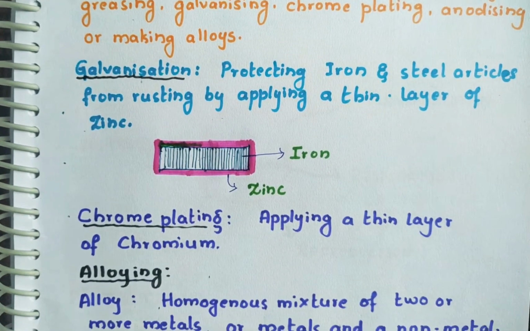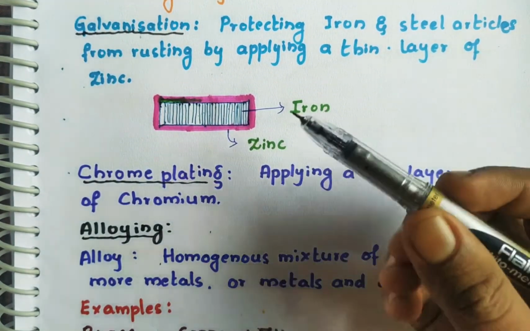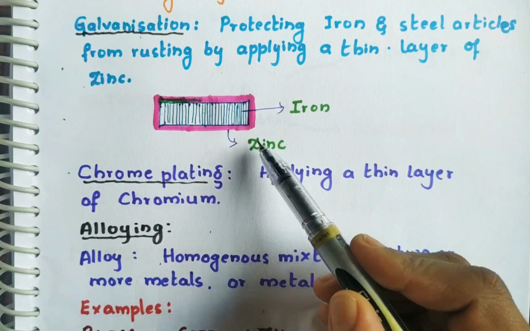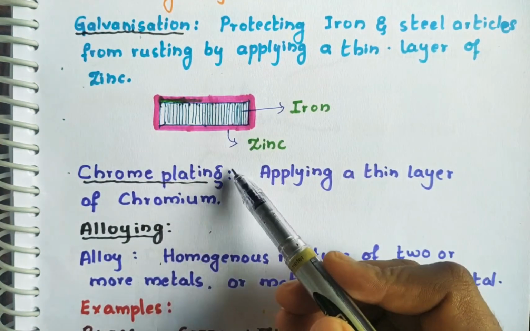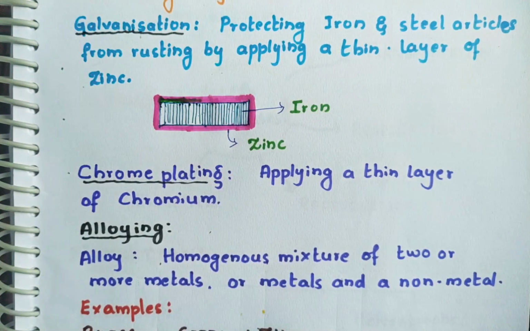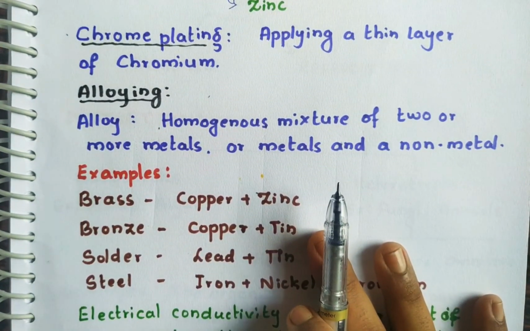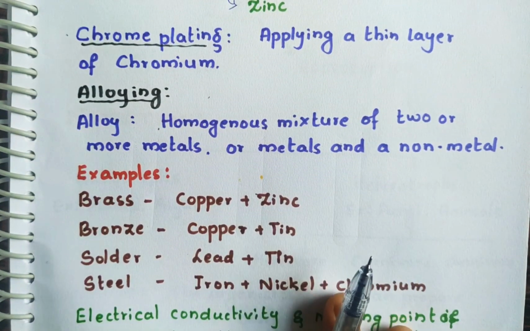Next we are studying chrome plating. So students, in galvanization we have applied only the zinc. The same way in chrome plating we are applying chromium. The process will be same for both. And next one is alloying. By making alloys we can prevent the corrosion.